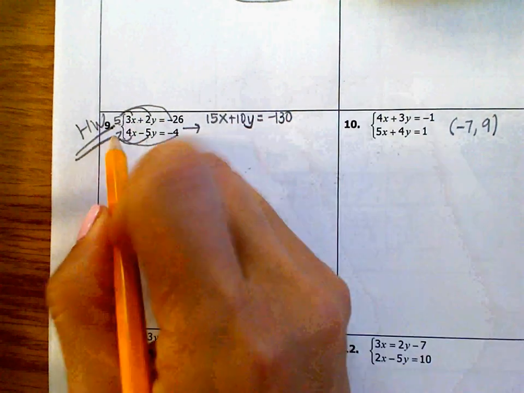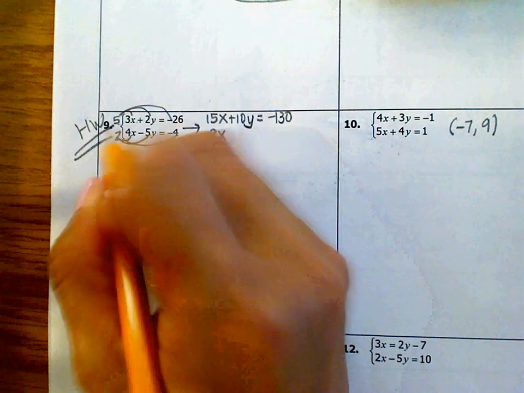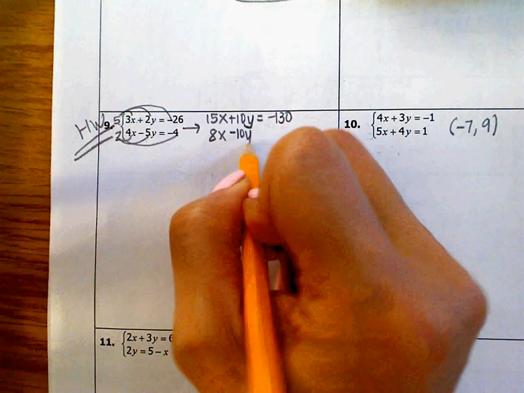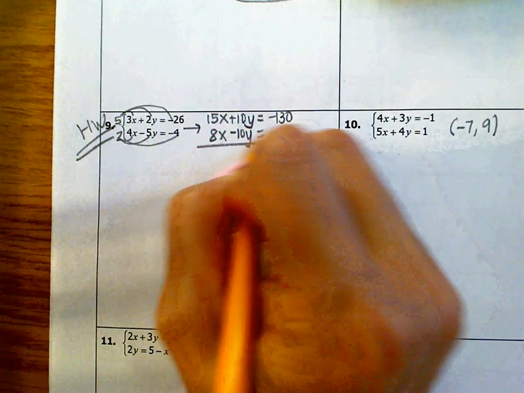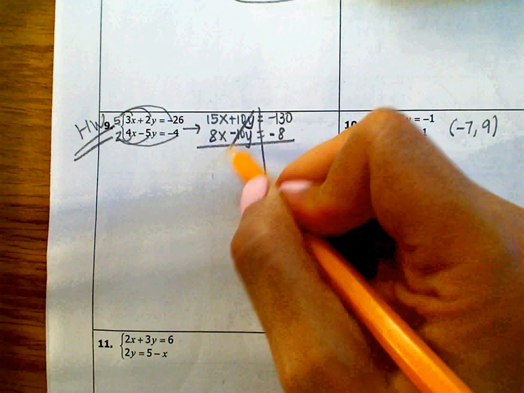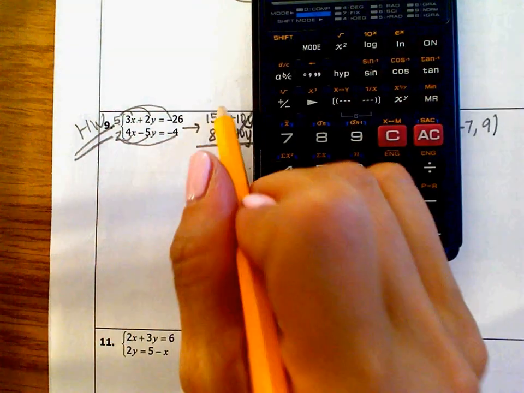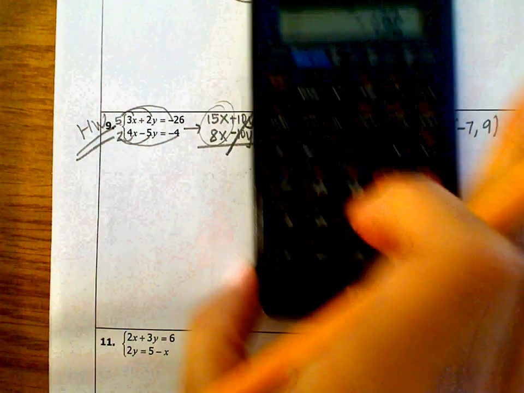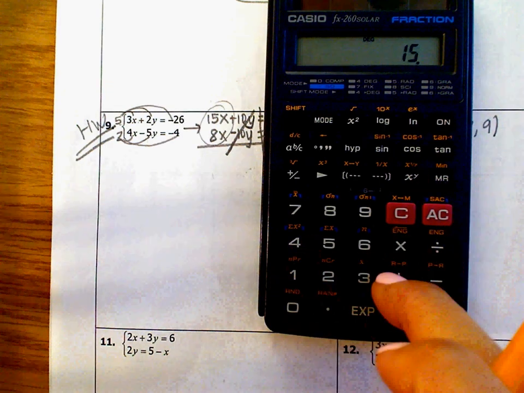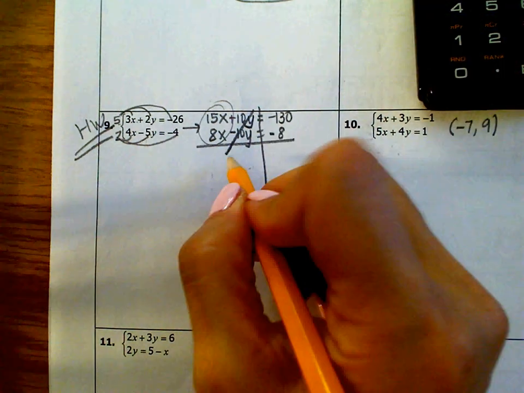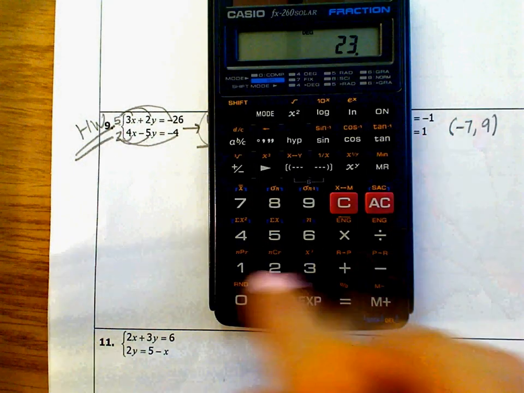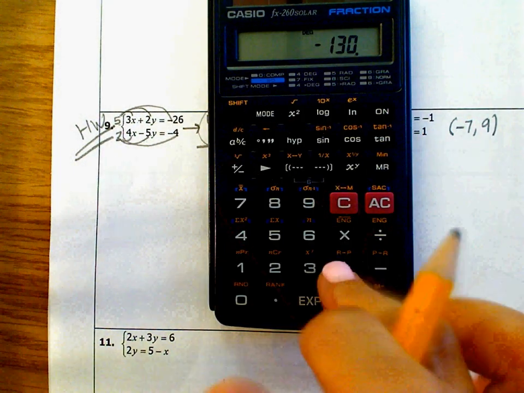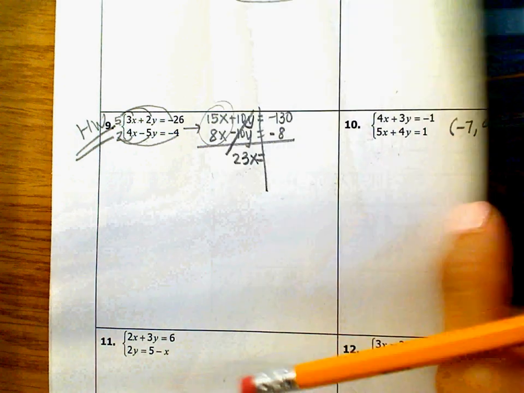And then 2 times 4x is 8x. 2 times negative 5y is negative 10y, which we knew these were going to be opposites because that's what we were aiming for. Then 2 times negative 4 is negative 8. Okay, so now these do eliminate like we expected. Now we need to add these. So 15 plus 8 is 23x equals negative 130 plus negative 8, which is negative 138.